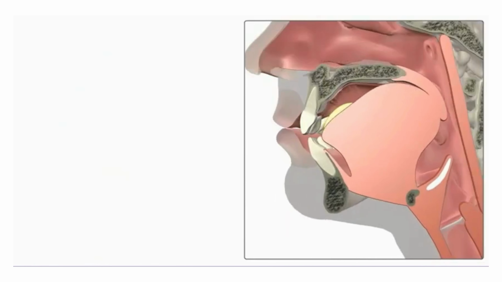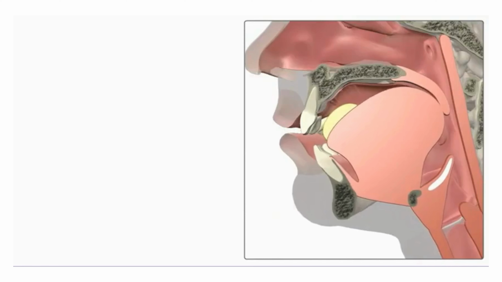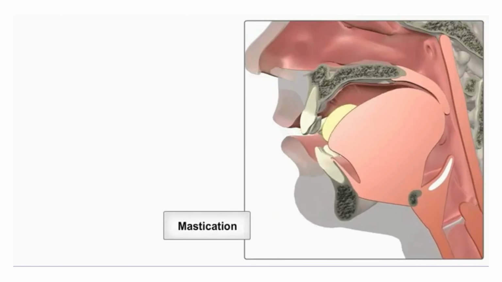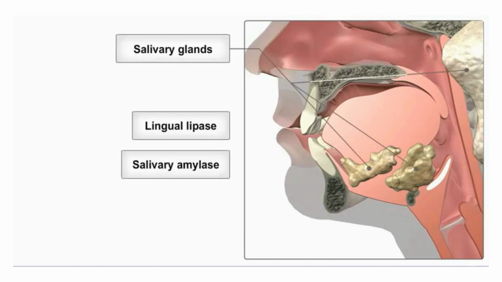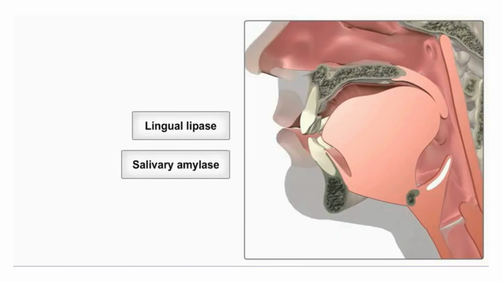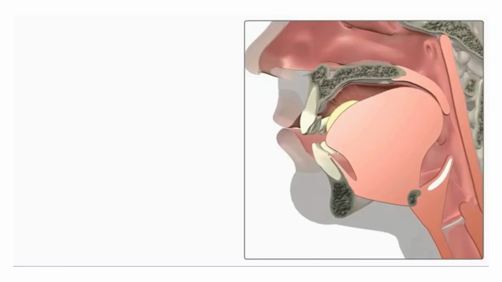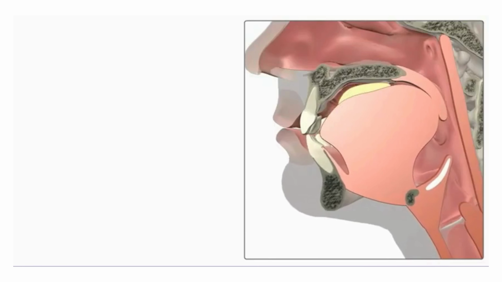Before food is swallowed, it is mechanically broken down in the mouth by chewing or mastication. The salivary glands secrete the enzymes lingual lipase and salivary amylase. Salivary amylase begins the chemical breakdown of starch, carbohydrates, in the mouth. The water content of saliva helps bind particles together to form a bolus that can be swallowed.